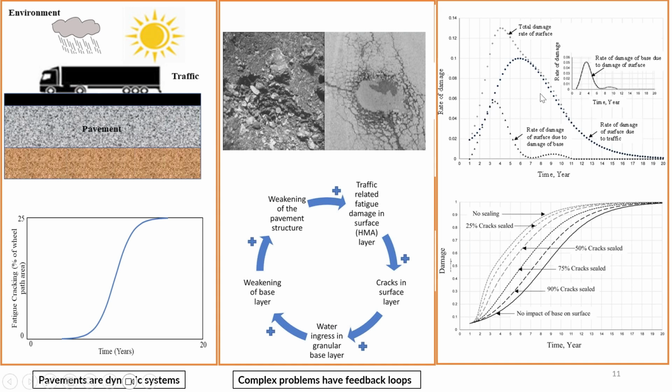If I look at the total damage of the surface, and if I look at the rate of damage of the surface due to damage of the base course, I can get some indications as to where I have the peak damages that are occurring. As well, if I try to seal the cracks, I can get some idea of what kind of sealing percentage would let me have a system that would be resistant to the ingress of water. Okay, so this is solving a complex problem with system dynamics to get some useful answers, right?